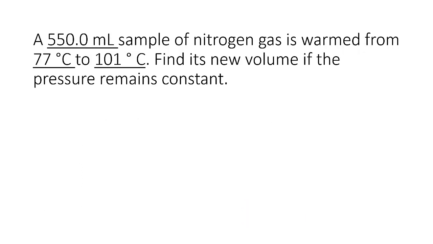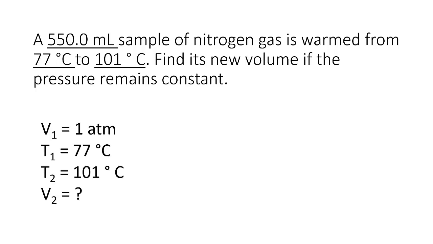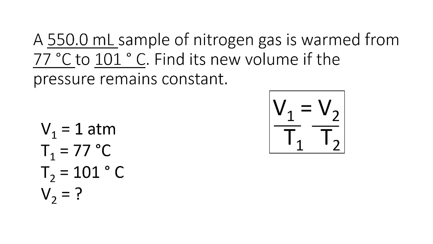Our next problem states a 550 milliliter sample of nitrogen gas is warmed from 77 degrees Celsius to 101 degrees Celsius. Find its new volume if the pressure remains constant. So stop the video and identify your variables. You should have had V1 equals 1 atmosphere, T1 equals 77 degrees Celsius, T2 is 101 degrees Celsius, and V2 is our unknown. So that being said, we know our equation that correlates each of these variables is V1 over T1. Now, this is where it gets a little tricky.